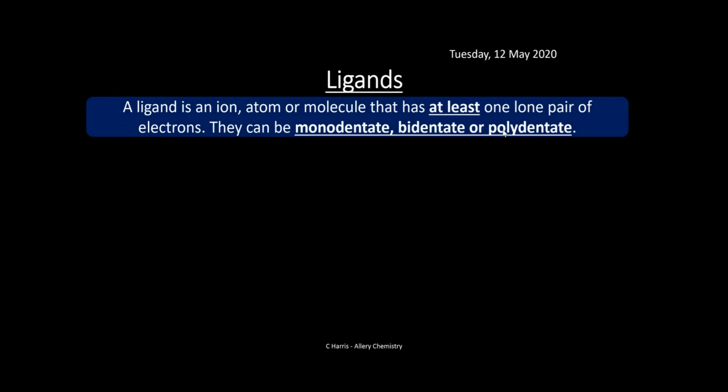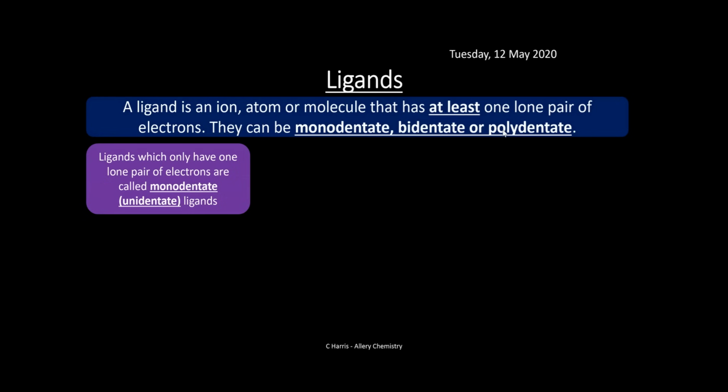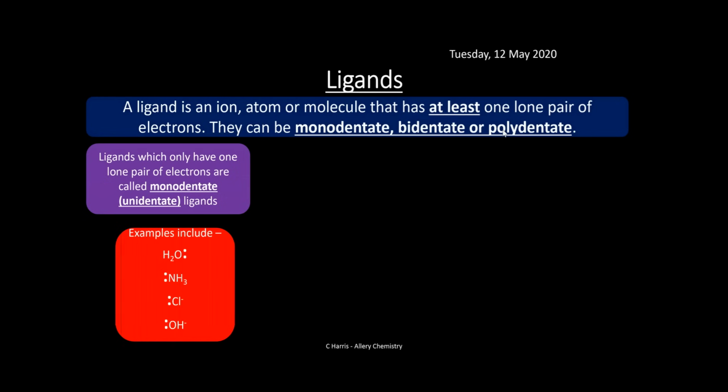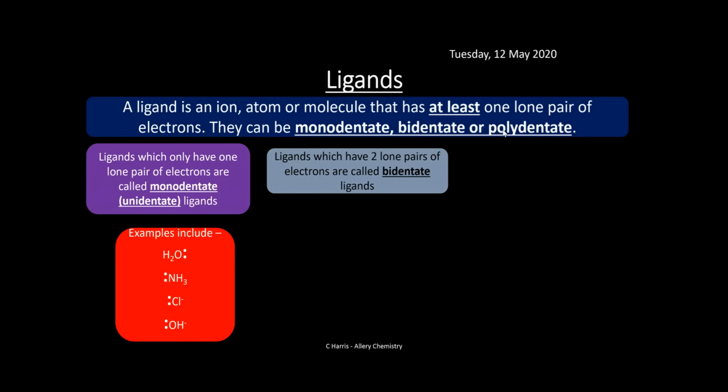So let's look at a ligand, because obviously we've seen a ligand surrounding the metal ion there. A ligand can either be an atom, an ion, or a molecule, and remember what we just said, it must have one lone pair of electrons. And it can come in monodentate, bidentate, or polydentate ligands. Ligands which only have one lone pair of electrons are classed as monodentate, or also known as unidentate ligands. These include things like water, because there's a lone pair on the oxygen. Ammonia has a lone pair on the nitrogen. Chloride ion, and obviously the OH minus, the hydroxide ion, which has the lone pair on the oxygen as well. These are the monodentate ligands that you need to know about.